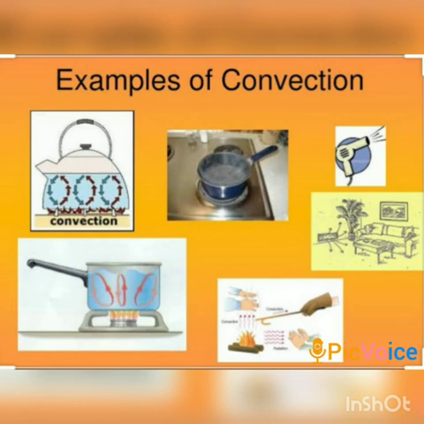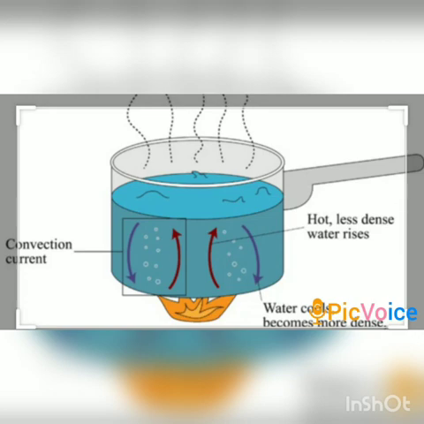Now today I am going to discuss another method of transfer of heat, that is convection. Students, as we have noted that water is a poor conductor of heat, then how does the water put in a kettle get heated up when it is put over a flame?